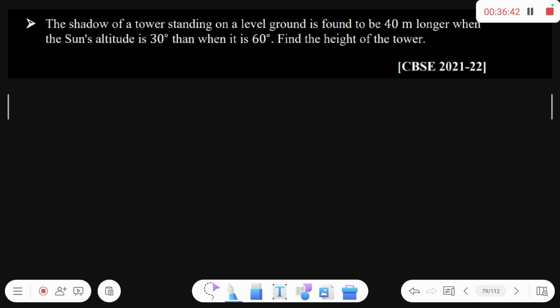Next, the shadow of a tower standing on the level ground is found to be 40 meters longer when the sun's altitude is 30 degree than what it is at 60 degrees. So this is your tower. This is shadow 1 and shadow 2. The trick is, more steeper means bigger angle. So this is 60 degree and this is 30 degree.